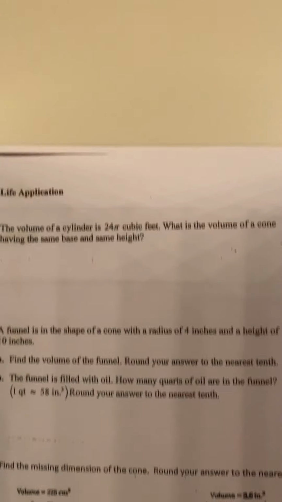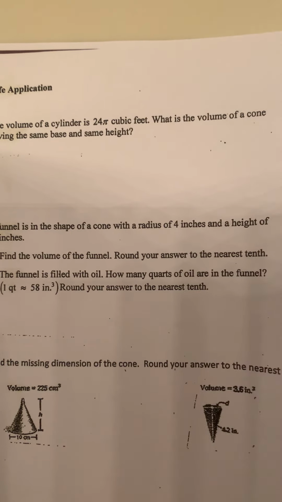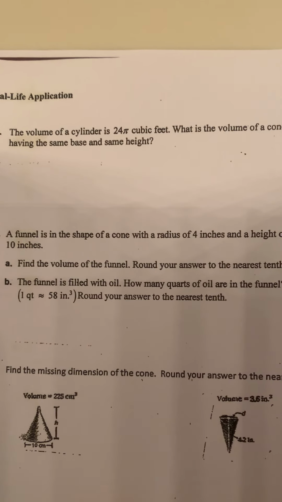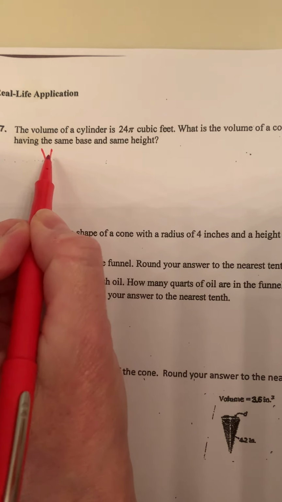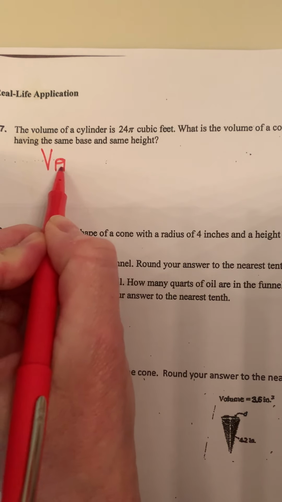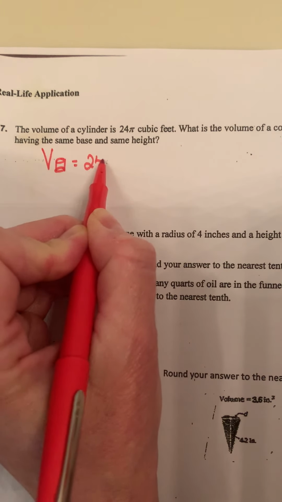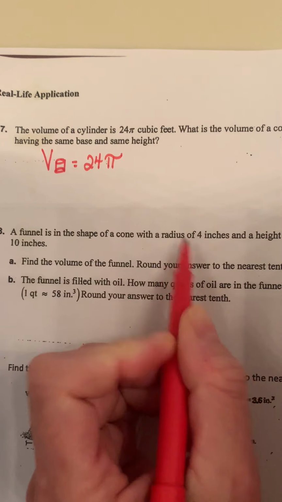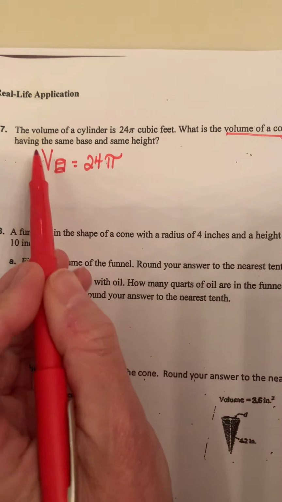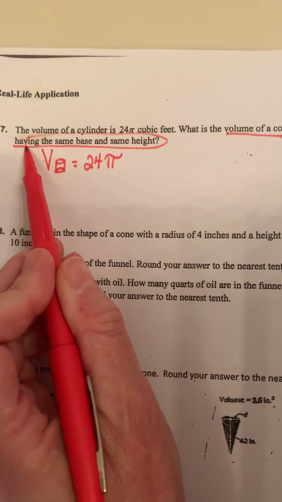So these are some word problems. We're going to skip around. The first one says that the volume of a cylinder is 24 pi. So think about it. The volume of your little cylinder here is 24 pi feet cubed. What is the volume of a cone having the same exact measurements?